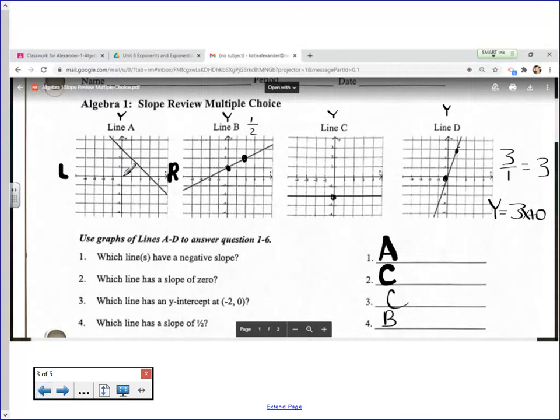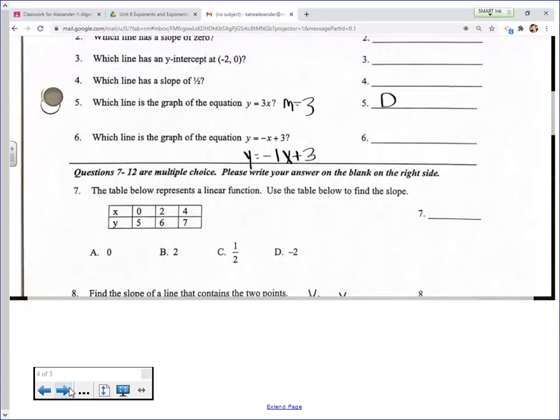So line A, if I go up here, I have to go up 1, 2, and 3. It crosses my y-axis at 3. To get to my next point, I have to go down 1, right 1. So that is the same equation as what we just said. We had to go -1 for our slope, and our y-axis crossed at 3, so 6 is A.